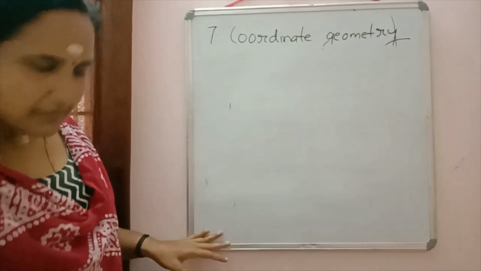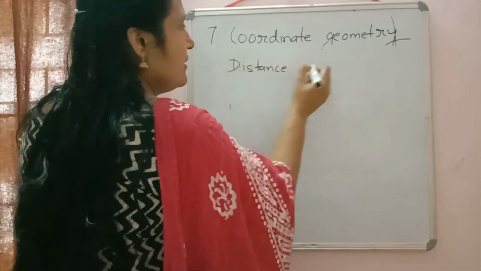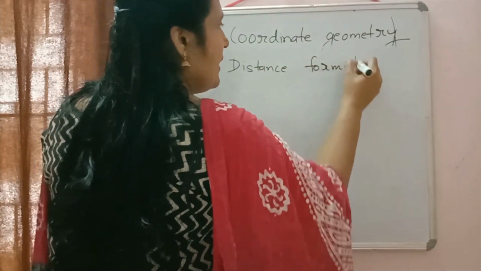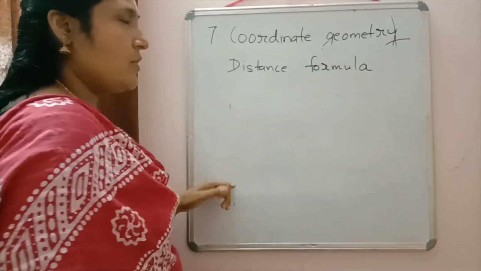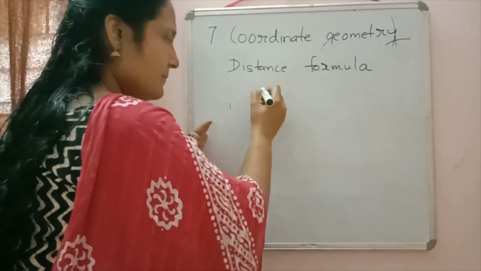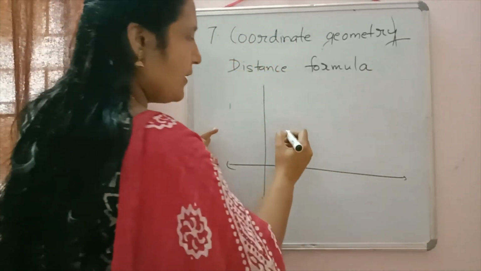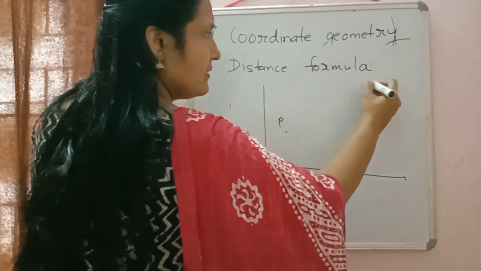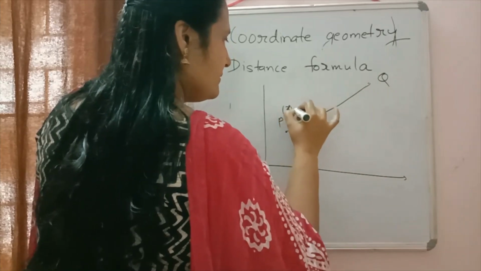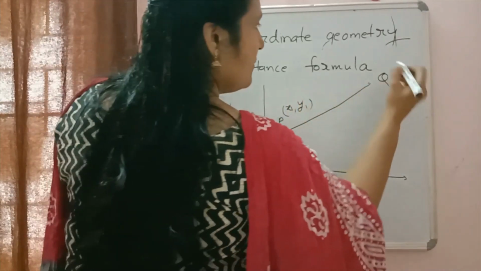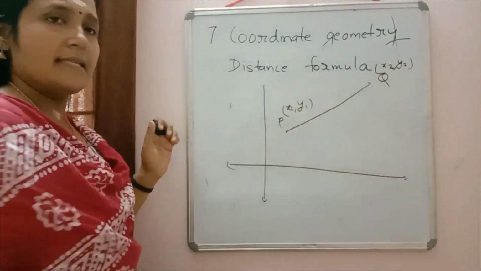Now, in this chapter, our first topic is the distance formula. If we have to find the distance between any 2 points, we can use this formula. So now we will check how we get this formula. Suppose we have 2 points in the plane. The first point is P and the other one is Q. The coordinate of P I am writing as x1 comma y1 and the coordinate of Q as x2 comma y2. So we want the distance PQ.